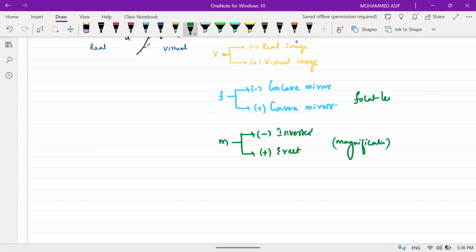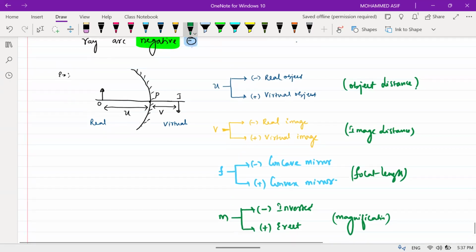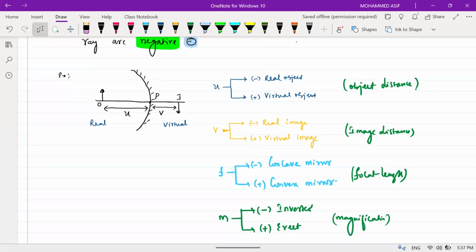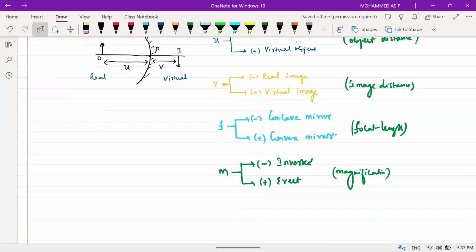F means right now for me what? Focal length. V is right now for me what, beta? Image distance. And U is nothing but what for me? Your object distance. Clear for everyone? For concave mirror, U is negative for real object and positive for your virtual object. And V is negative for real image and positive for your virtual image. Focal length is negative for concave mirror and positive for convex mirror. Magnification is negative for inverted image and positive for your erect image. Am I clear, beta? Sure.